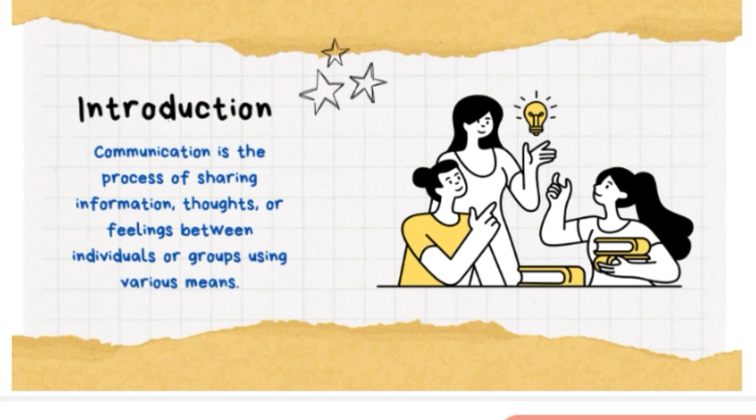Introduction: what is communication? Communication is the process of sharing information, thoughts or feelings between individuals or groups using various means. Suppose you have some idea and you are sharing that idea with your friend, your business partners, your father, your family or anyone. That is the process of communication, sharing ideas or feelings. Suppose you have been hurt by someone and you share that feeling with your friend. That is also communication. So hope you are now clear about the definition of communication.